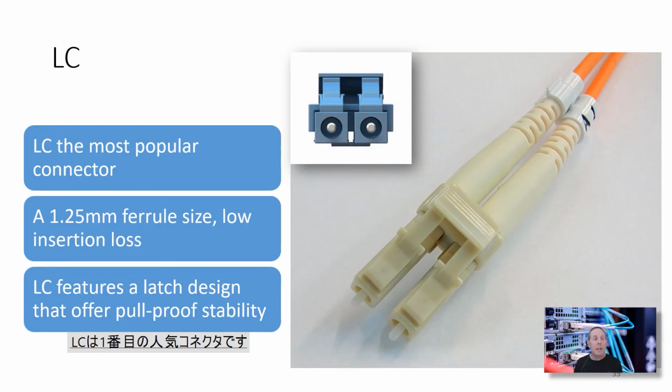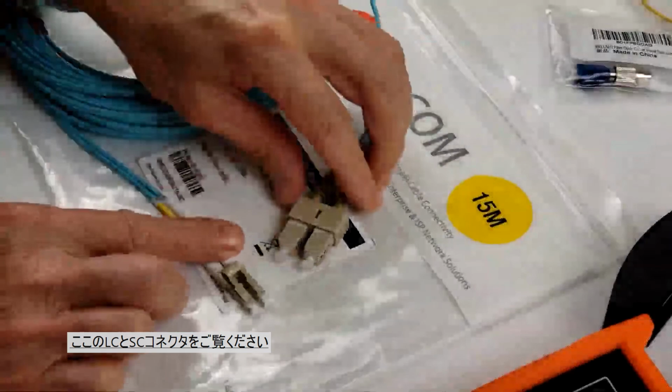The LC connector is the most popular connector. It uses a 1.25 millimeter ferrule size and is a low insertion loss connector. The LC features a latch design that offers pull-proof stability. Administrators love that feature. So here we have the LC and SC connector side by side.